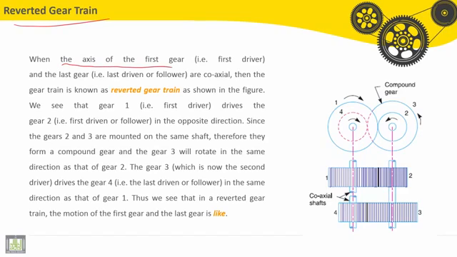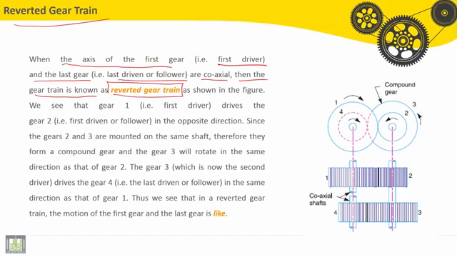I will present here some features related to reverted gear train. When the axis of the first gear or first driver and the last gear or the last driven or follower are coaxial, then the gear train is known as reverted gear train.